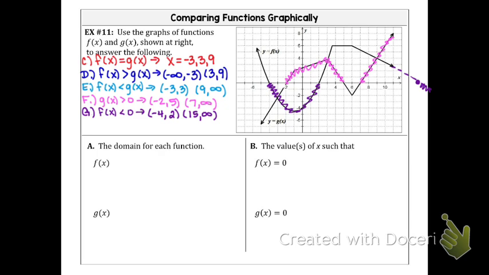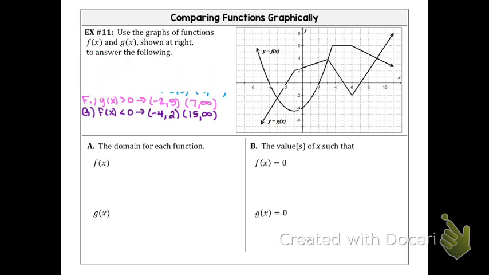All right, H says the values of x such that f of x is increasing. So let me erase some of these things here. And I'm going to go ahead and erase these. So make sure you had them. If not, back up the video a little bit there so you make sure you got them. All right, we're on H.